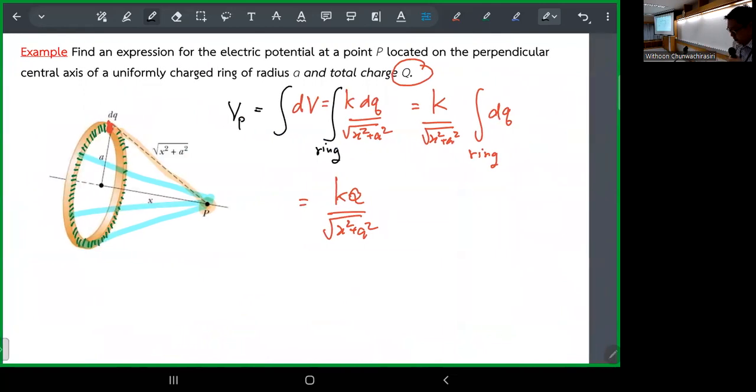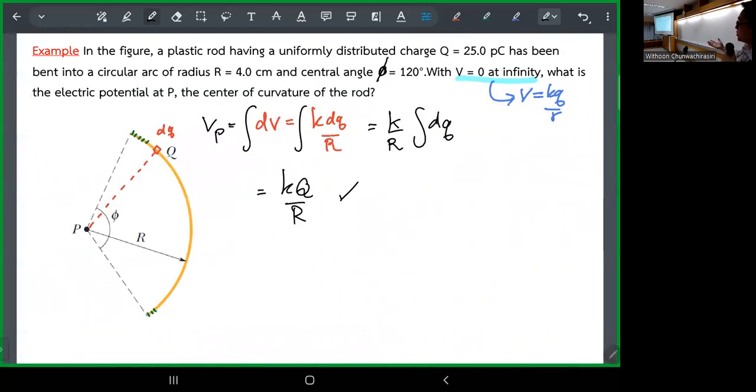The only thing that's different here is that the charge is continuous. But logically, it's no different, because all the charges are at the same distance away from point P. So all you need to do is find how much charge there is. It's the capital Q. That's it. k capital Q over R. You're done. Cool. So that's my point: you don't really need a lot of calculus here.